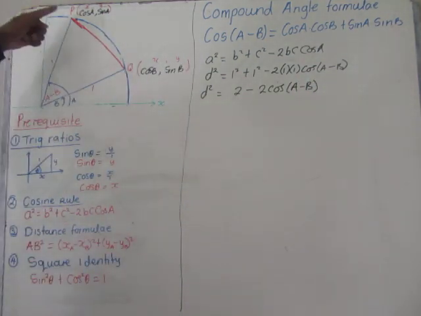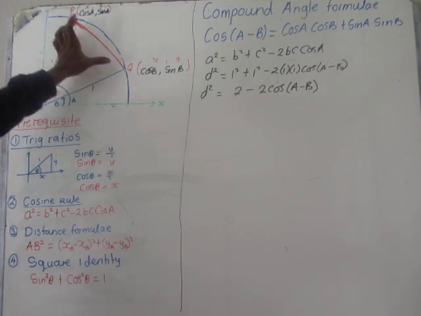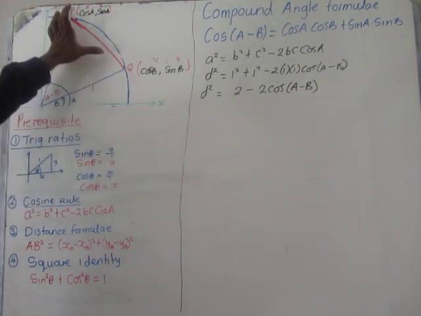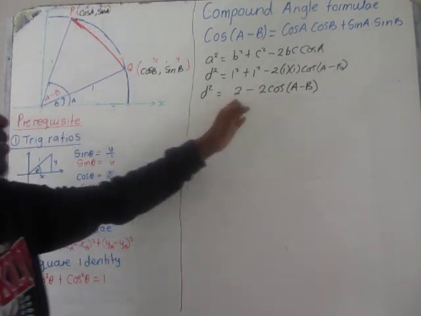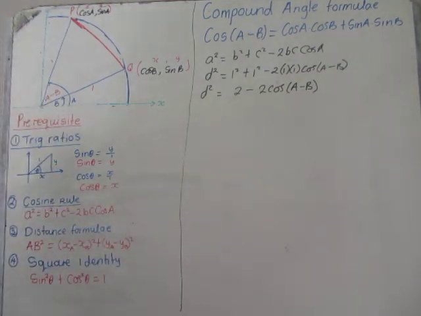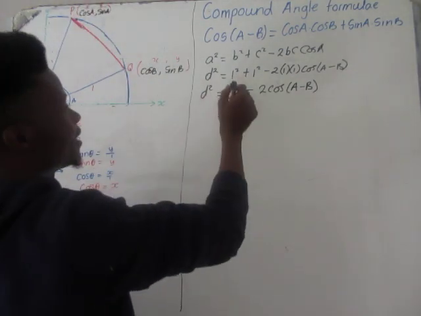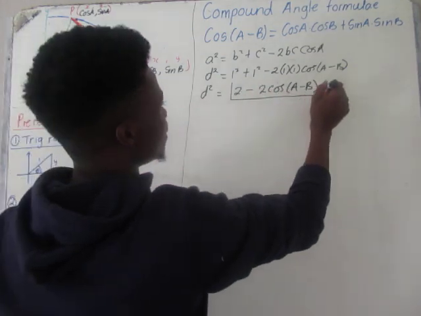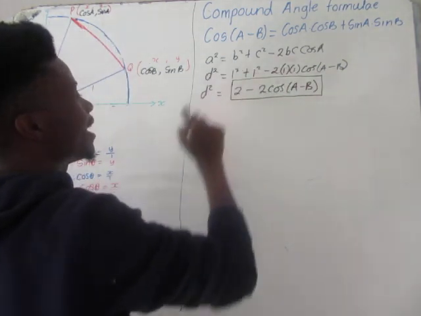So I have expressed this distance PQ, which I just chose to write d squared, using the cosine rule. So this is the meaning of this side using the cosine rule. So that's the value that I have.